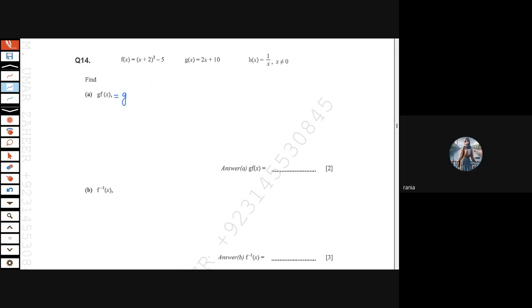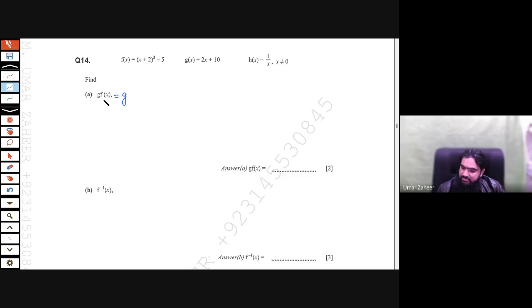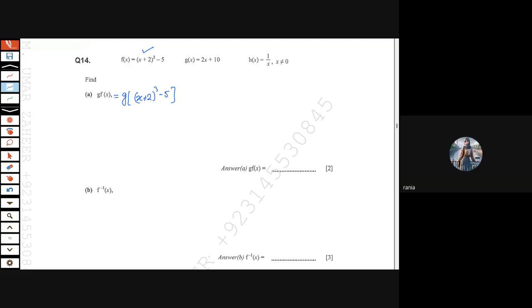We have to find g of f of x, and f of x is already given. So what we have to do is substitute the value of f of x, and the value of f of x is (x + 2)^3 - 5. Is everyone clear? Yes, sir.